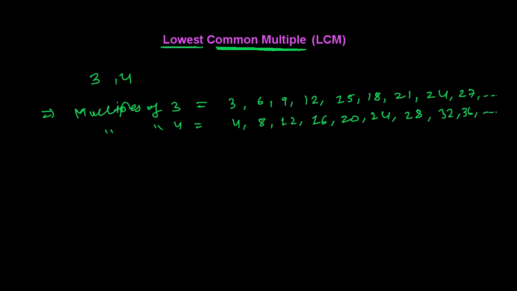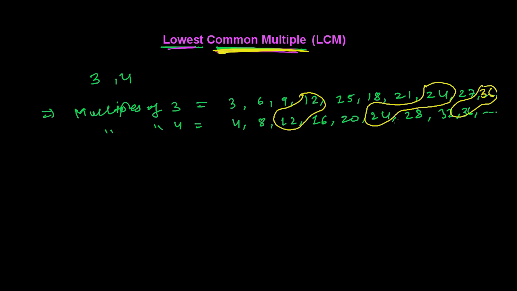Now, the lowest common multiple: lowest and common. See here, what are the common multiples? First let's check all those common multiples. Here I got the first common is 12, the second common is 24, and now you can guess the third common is 36. So 12 is a common multiple, 24 is also a common multiple, 36 is also a common multiple.